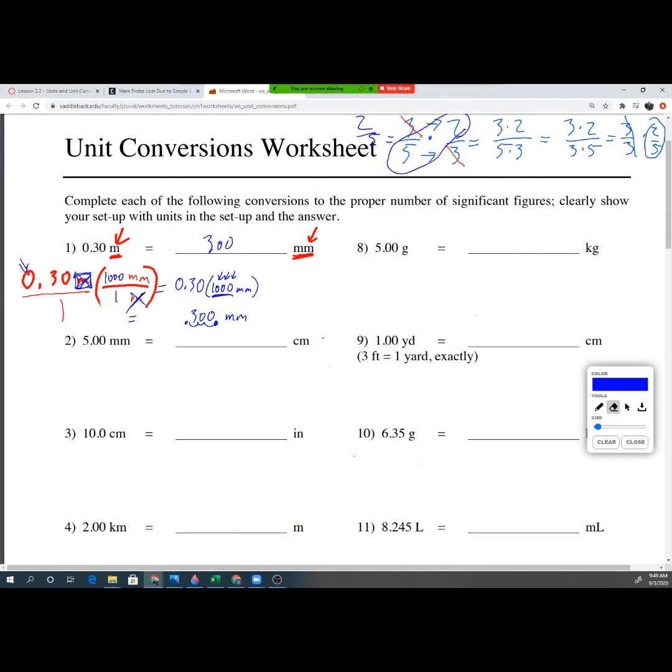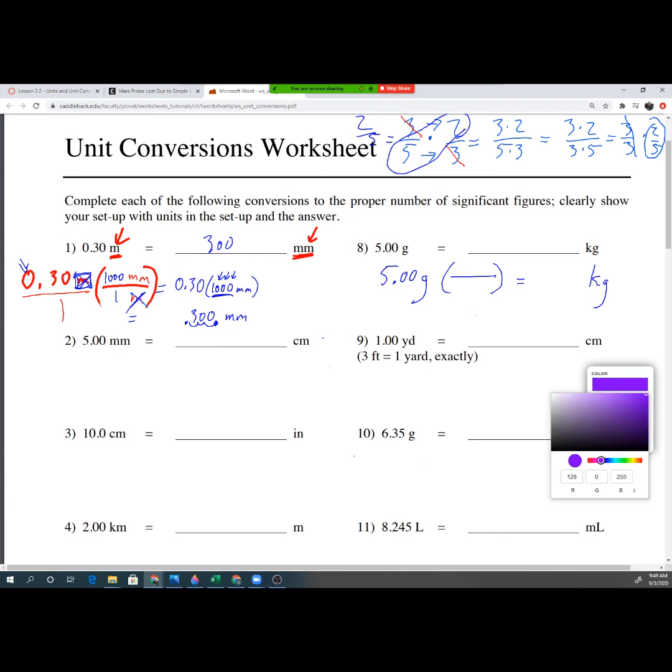Alright, so let's do this one again. We have 5 grams. We need to convert it to kilograms. We're going to need to have a special form of the number 1. What equivalence do you know between grams and kilograms?